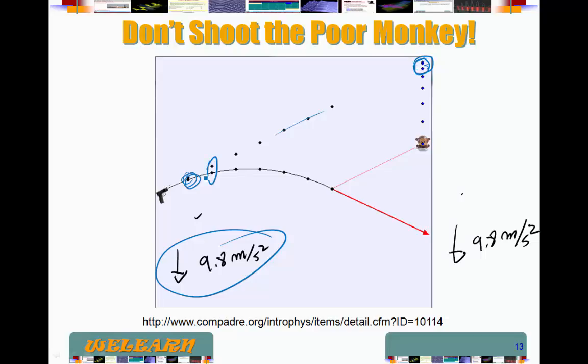Third second. By the third second, the monkey would have moved all the way to this new position, and the bullet would have deviated from the straight path by that equal amount. Four seconds, equal amount, and so on. Okay, let's look at that in the simulation.